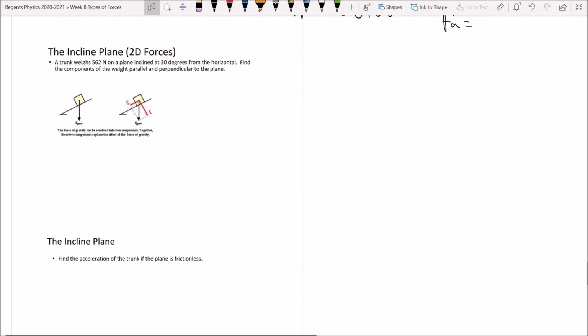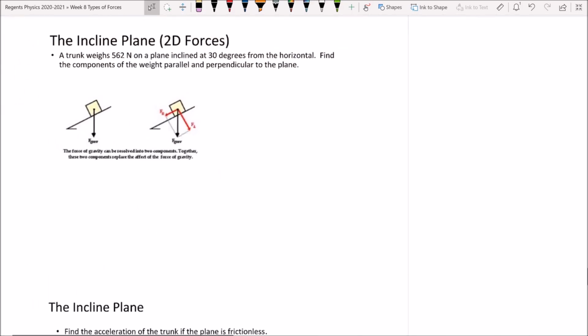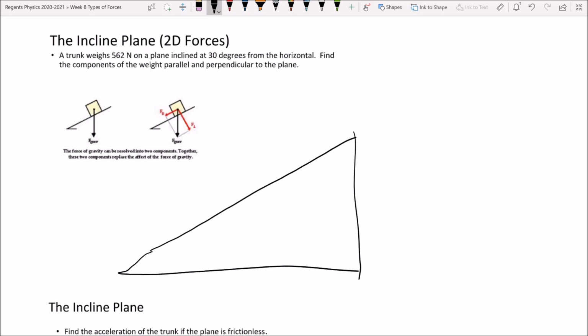Let's now take a look at the inclined plane. Here it says a trunk weighs 562 newtons on an inclined plane inclined at 30 degrees from the horizontal. Find the components of the weight parallel and perpendicular to the plane. All right, so I'm going to draw my plane here, and I know that this angle is 30 degrees. Here's my trunk. And the force of gravity, of course, points straight down.